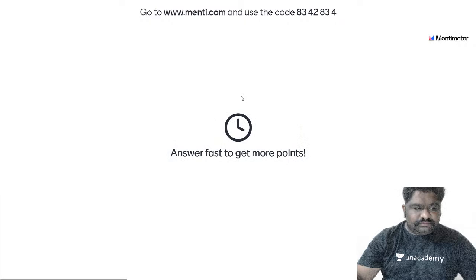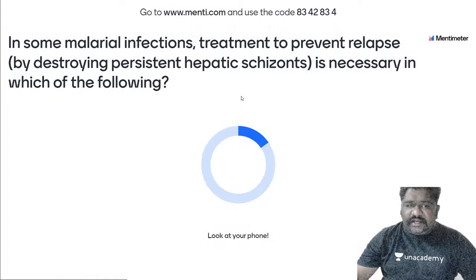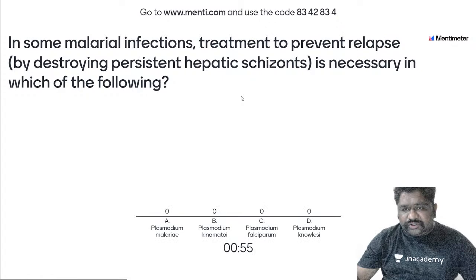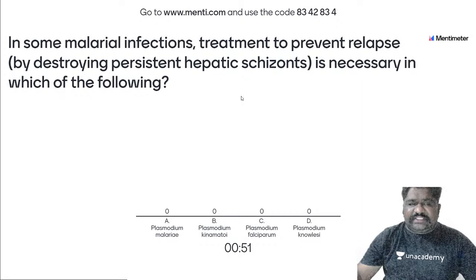Answer fast to get more points. In some malarial infections, treatment to prevent relapse, that is by destroying persistent hepatic zones, is necessary in which of the following? Among the following 4 kinds of species, relapse prevention is needed in which kind of species of Plasmodium?